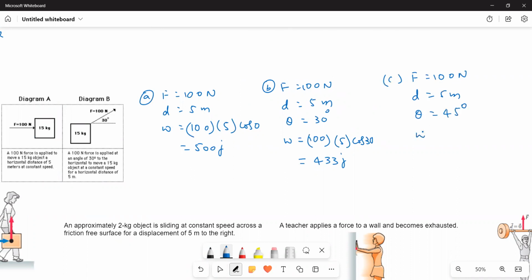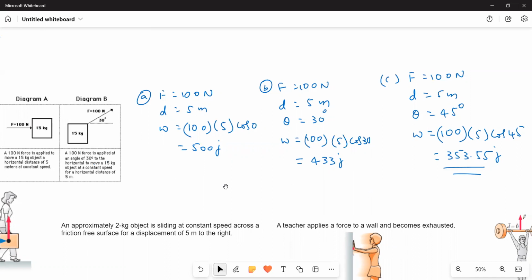Then W is equal to 100 times 5 times cos 45. Cos 45 is equal to 0.7071. And then this will become 0.7071 times 500, which is equal to 353.55 joules.